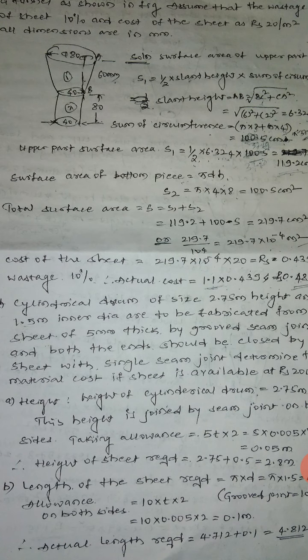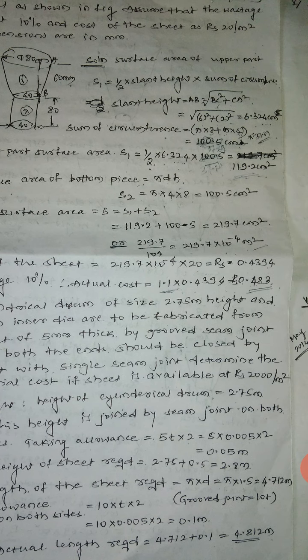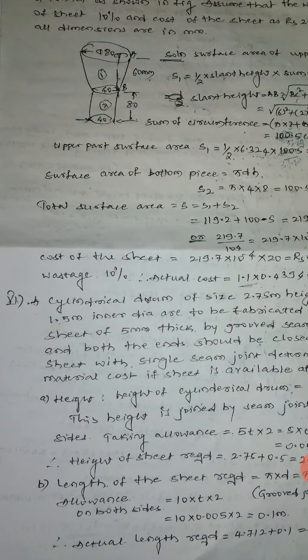Next problem: a cylindrical drum of size 2.75 meter height and 1.5 meter inner diameter is to be fabricated from a sheet of 5 mm thickness, with grooved seams on both ends, and should be closed by a sheet with a single seam joint. Determine the material cost of the sheet, available at Rs 2000 per meter square.